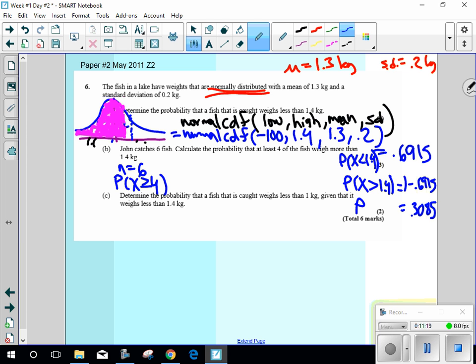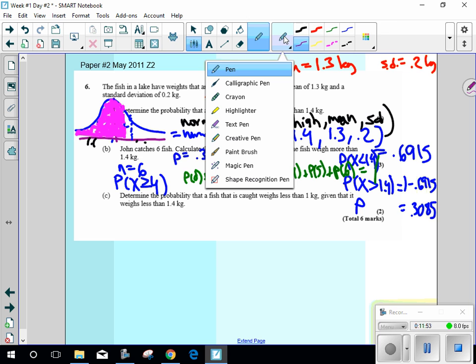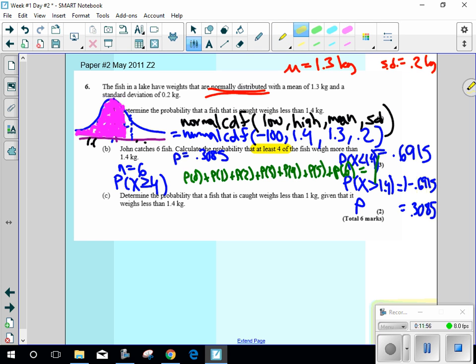That's the probability. So we know what n is. We know that p is 0.3085, and we're looking at, I have to do this. I know I don't like to do it, but probability of 0, probability of 1, 2, 3, 4, 5, 6 equals 1, right? Because they all add up to 1. And what we want to see is the probability of at least 4. So what are we talking about, at least 4? 4, 5, and 6.